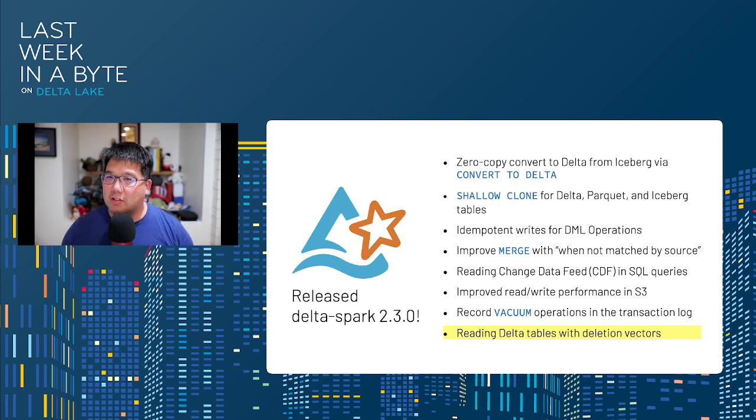recording vacuum operations in the latest transaction log, which is a very popular ask, and a really cool one, one of my favorites in fact, reading Delta tables with deletion vectors, which seriously speeds up the performance of your Delta tables.